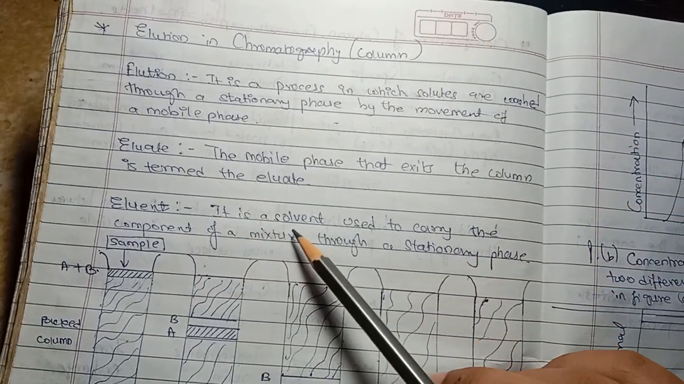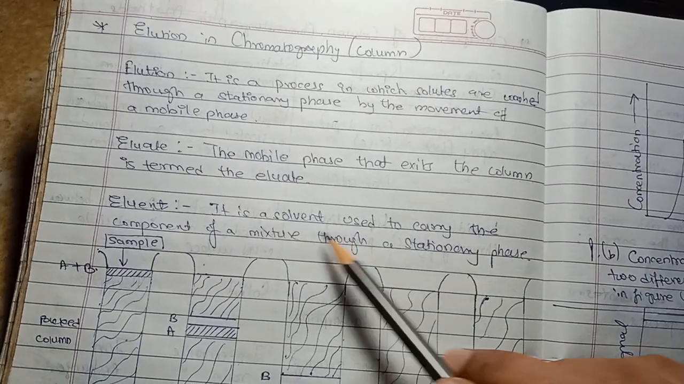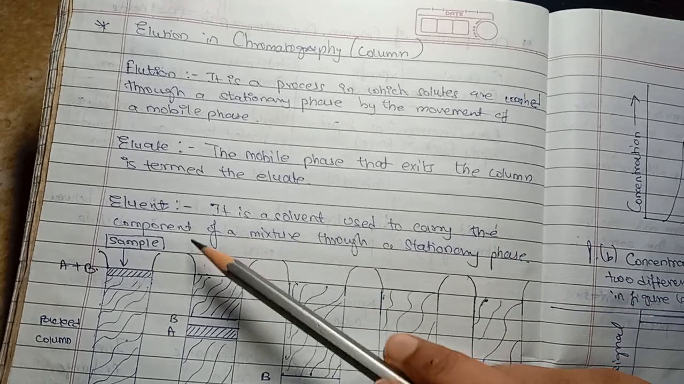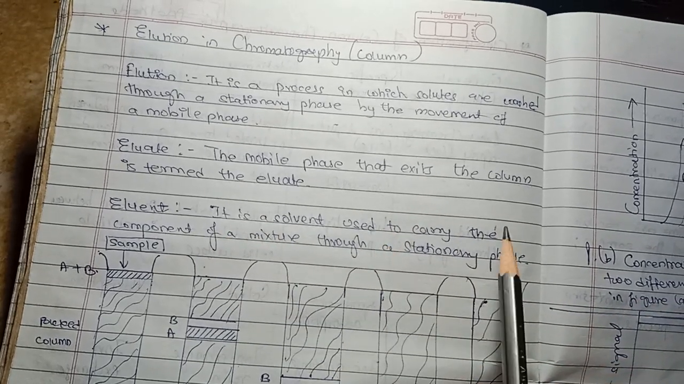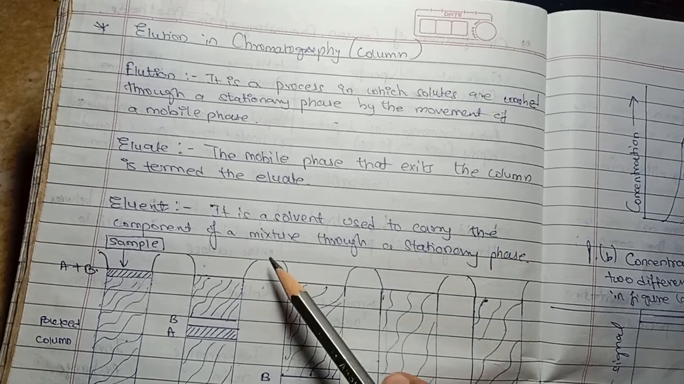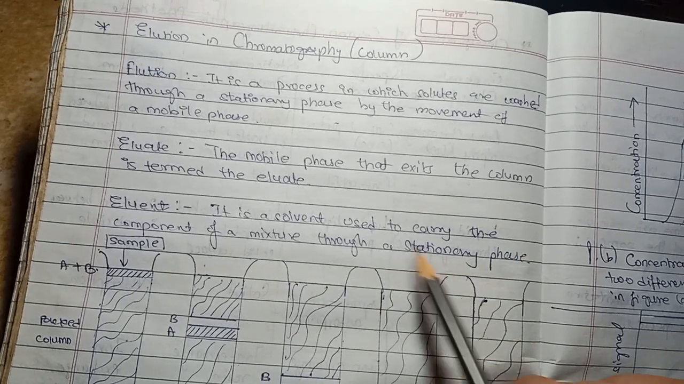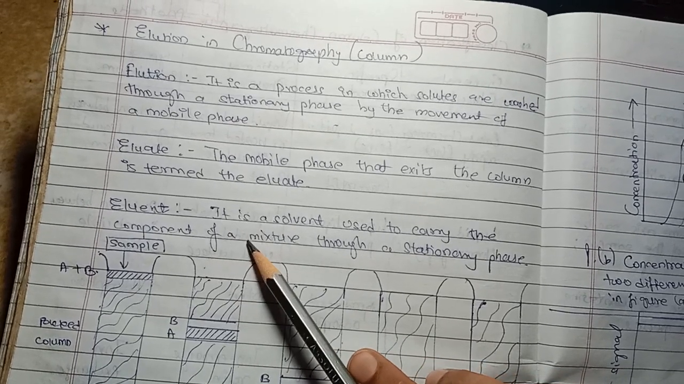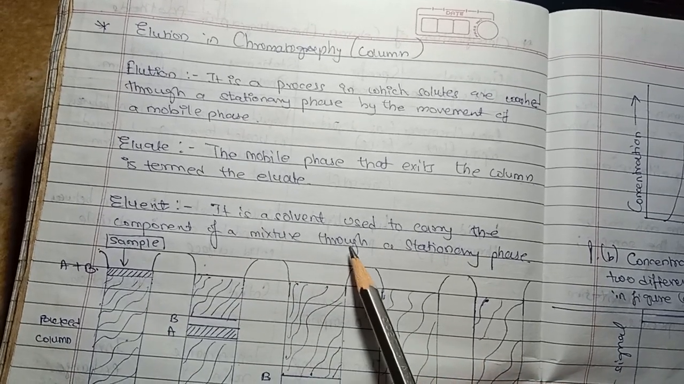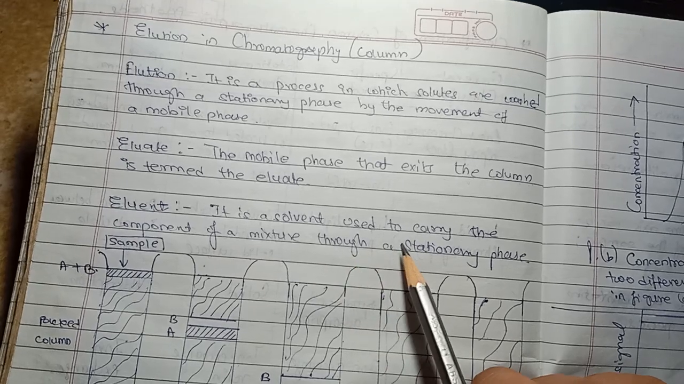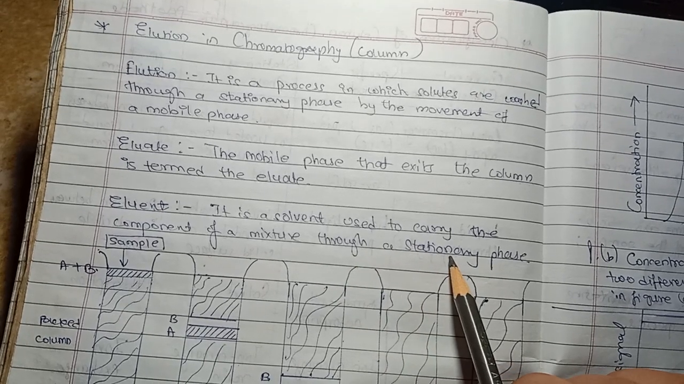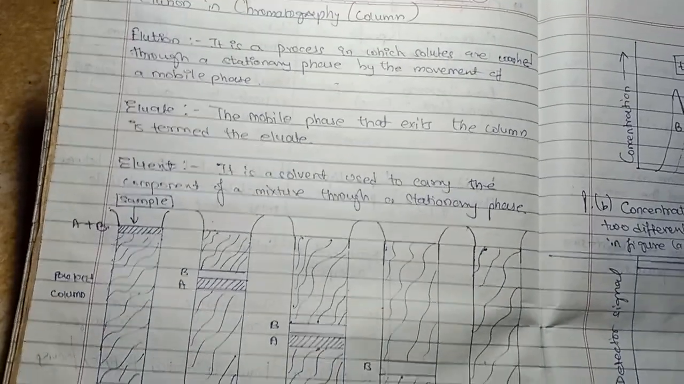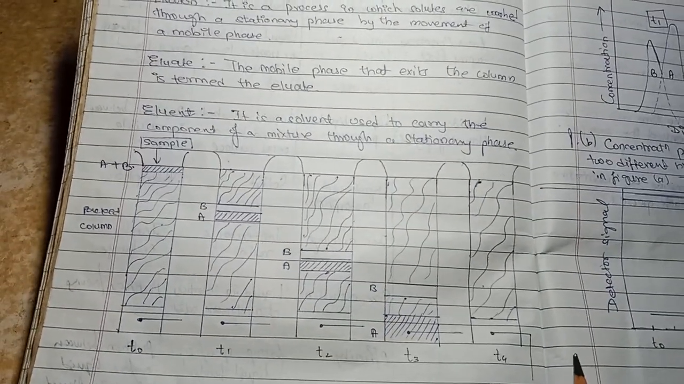Okay, now what is eluent? It is a solvent used to carry the components of a mixture through a stationary phase. So this eluent, which is actually the mobile phase, will carry the mixture of components and pass them through the stationary phase. Now here is a diagram about the elution.